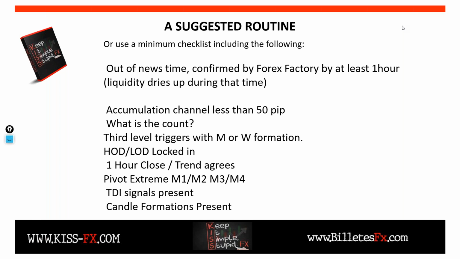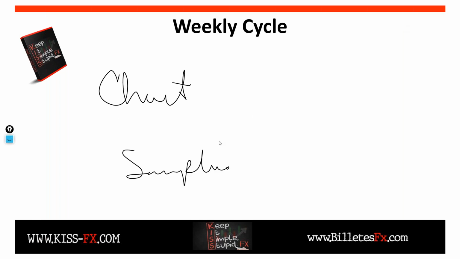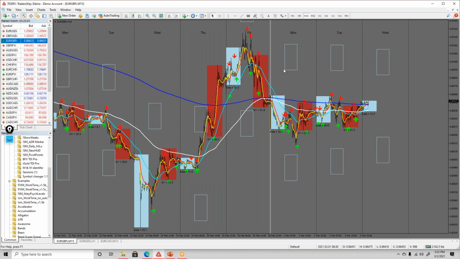Start looking at the pivots. Are they working that M1, M2? And then the TDI signals. So that's what I recommend, as far as your checklists and your scans of what to do when you show up to the charts. So let's look at some trades here real quick.